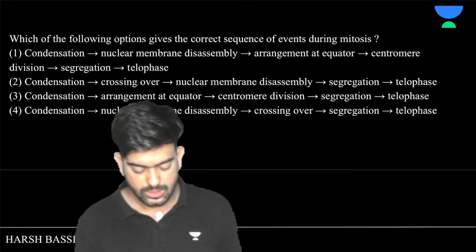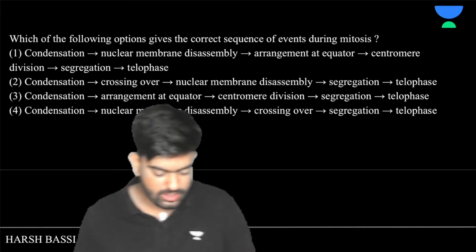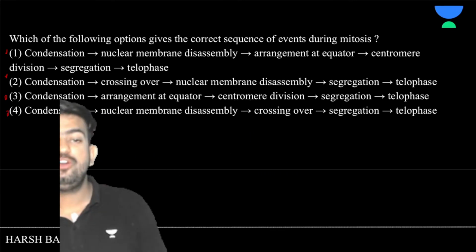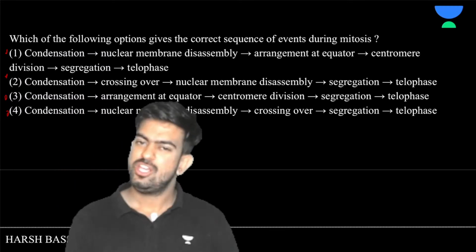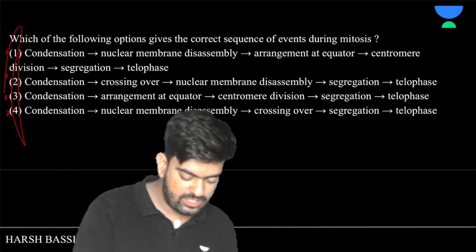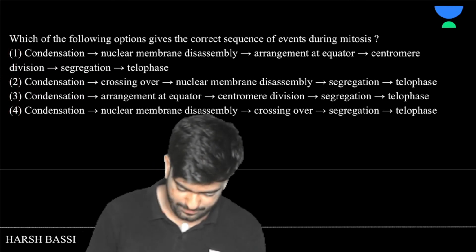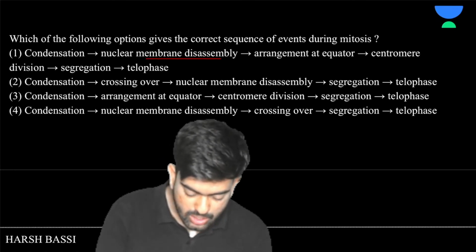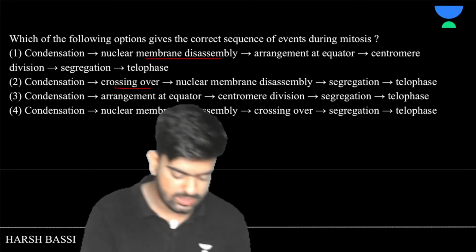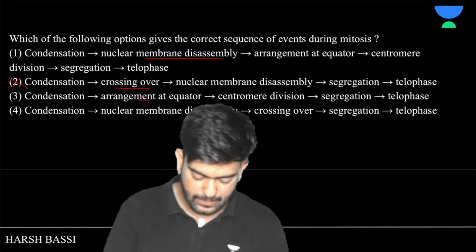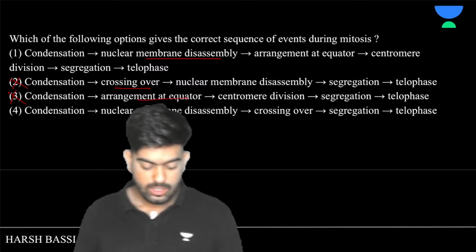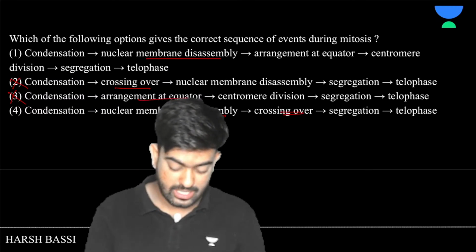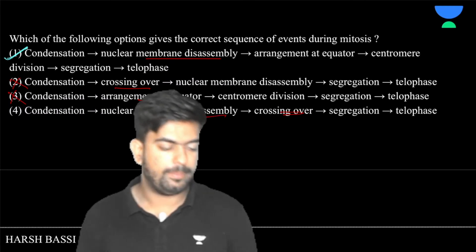Great. So condensation happens. Okay, very good. But every option has condensation as its first stage, so we can't differentiate. Now let's go with the second option. It says nuclear membrane disassembled. Okay, this looks fine. Crossing over, no, this is wrong. Arrangement at equator, this is wrong. Condensation, nuclear membrane disassembly, okay. Crossing over, no, this is also wrong. So the correct option will be option number 1.